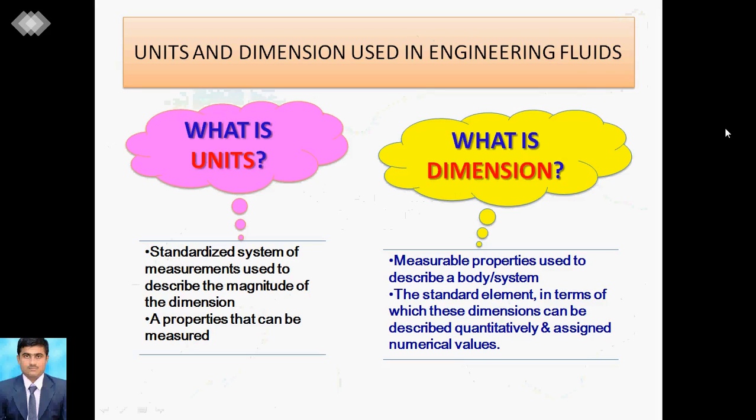Now we move to units and dimensions. So what is a unit actually? It is a standardized system of measurement used to describe the magnitude of a dimension, and it is a property that can be measured. Now what is a dimension? A dimension is used to describe a body or system, in terms of quantity, and assigned numerical values. So that is the word dimension.